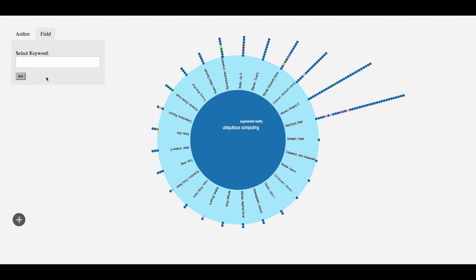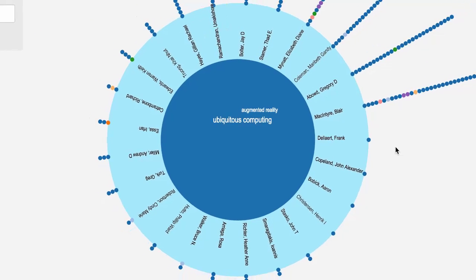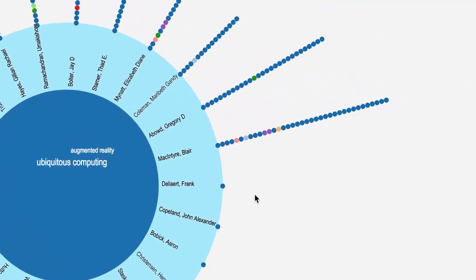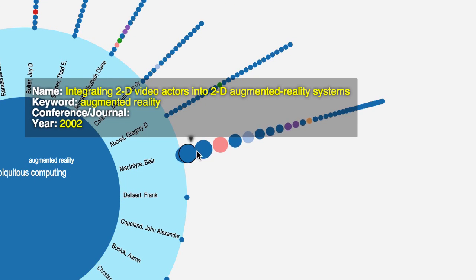The keywords appear in the center of the circle as a word cloud, with the size of the words representing the number of papers published. Professors who have published papers in those research areas surround the word cloud. The professor names are displayed radially as spokes of the circle. The dots surrounding the professor names represent papers published by professors for each of the keywords displayed.